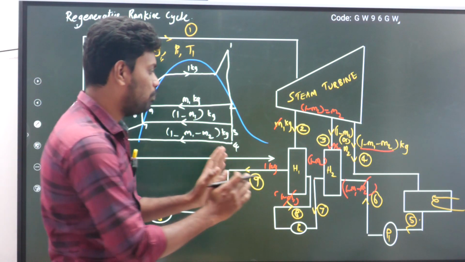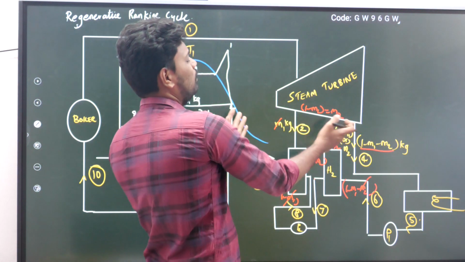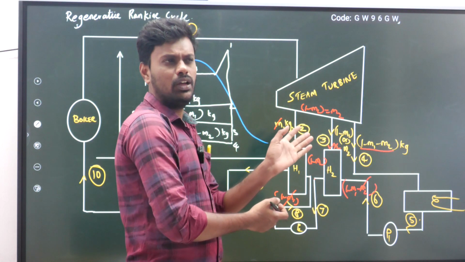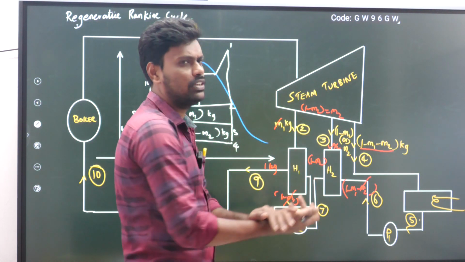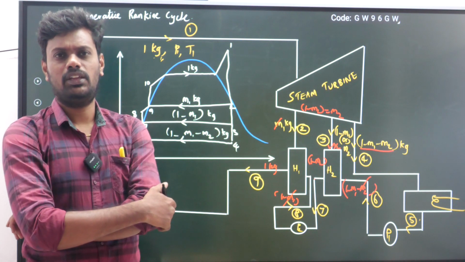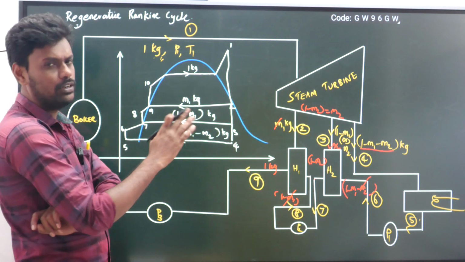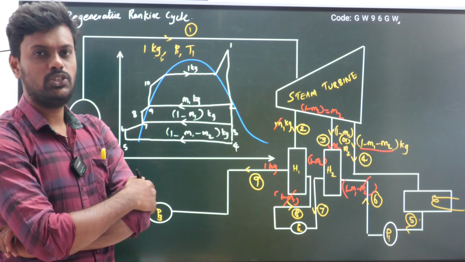So for that purpose they have modified it a little bit. The steam is waste steam only. It's a kind of waste heat recovery also, you can say. By using this waste heat recovery concept, they have improved the efficiency of the Rankine cycle. Now I think you have clearly understood the flow diagram and how the regenerative Rankine cycle is working.